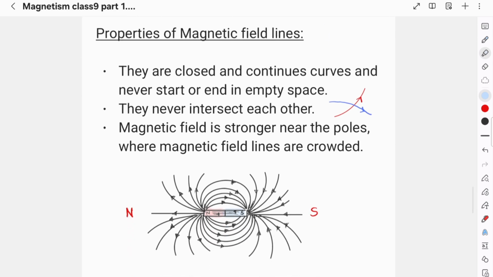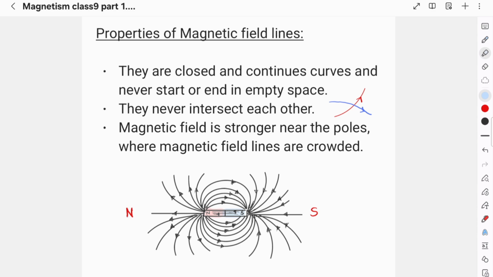So the magnetic lines are closed and continuous curves, and they never start at or end in empty space. They always start from the North Pole and they enter the South Pole. Okay, the magnetic lines never intersect each other.